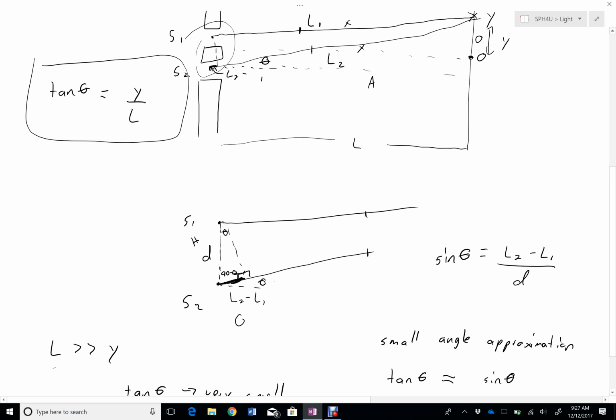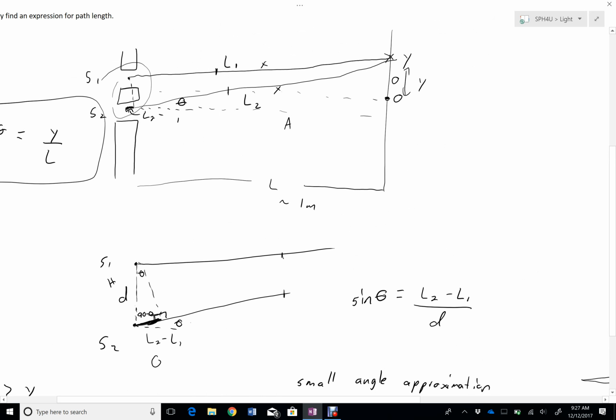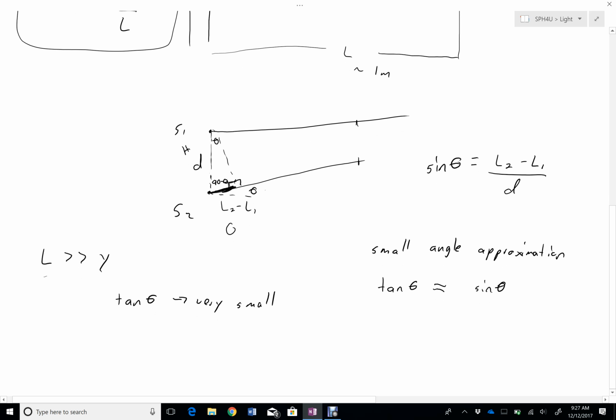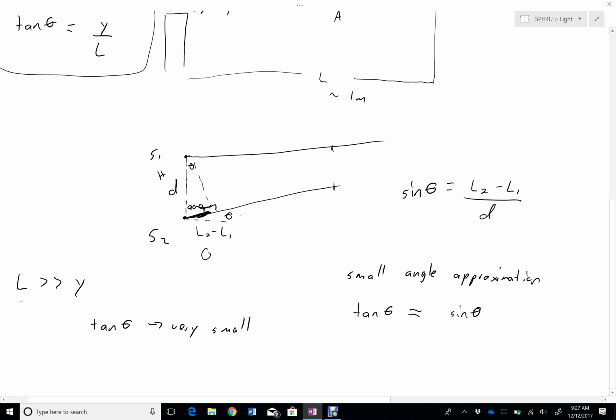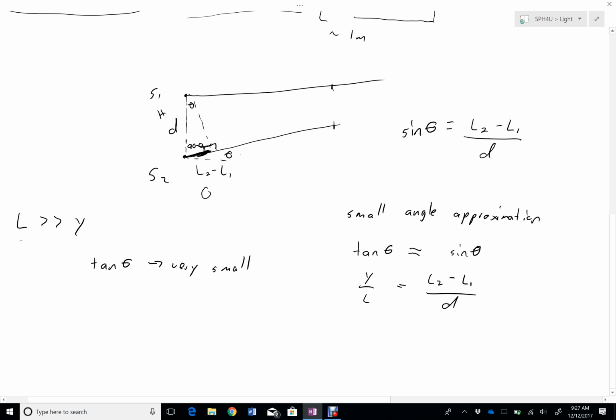When we set up this experiment, we usually make L sort of on the order of a meter, and then these y's will be on the order of centimeters. So this is a pretty good approximation for this experiment typically. Now, if we go back, we have our expression for tan theta, y over L. We have an expression for sine theta, L2 minus L1 over D. And what we have then is a nice expression for the geometry of this situation that will give us the path length difference.